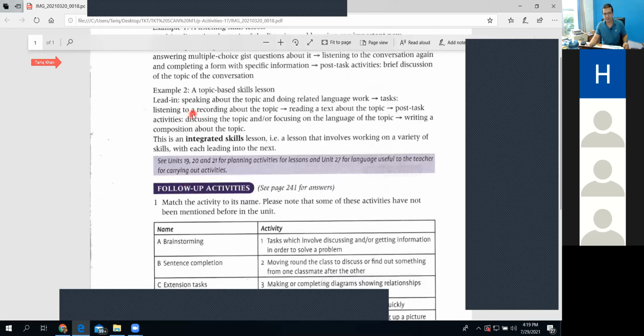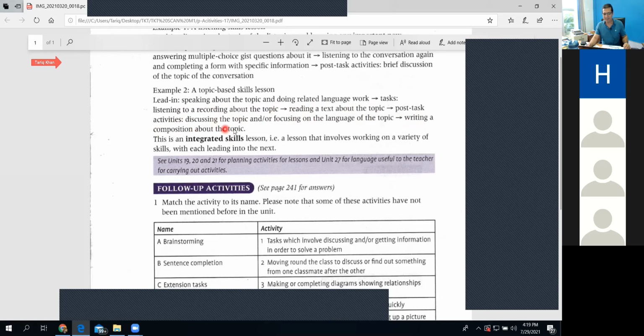Next one is a topic-based skills lesson. Lead in, speaking about the topic and doing related language work. So there is a topic you are going to give. So you first start discussing about that topic, and listening to a recording about the topic. Then you put the listening recording about, read a text about the topic, and then there is a text which is about the topic, you read about it, or students read.